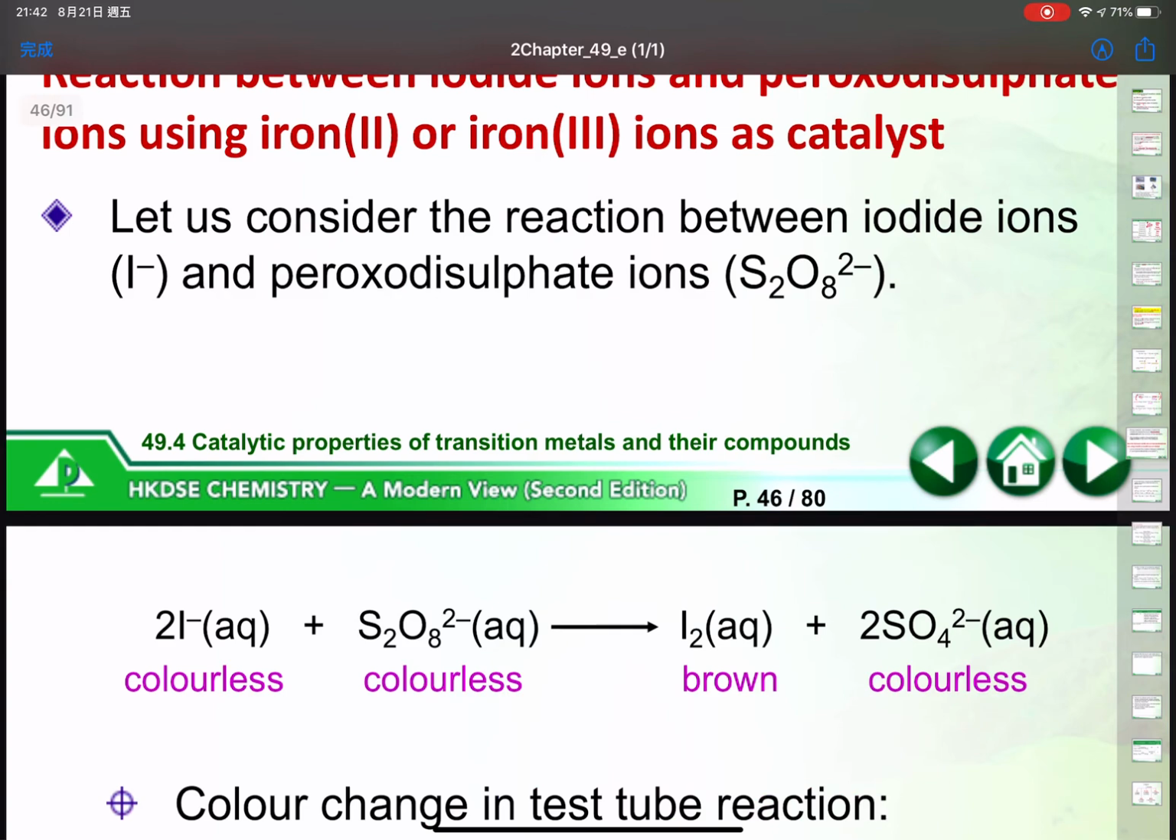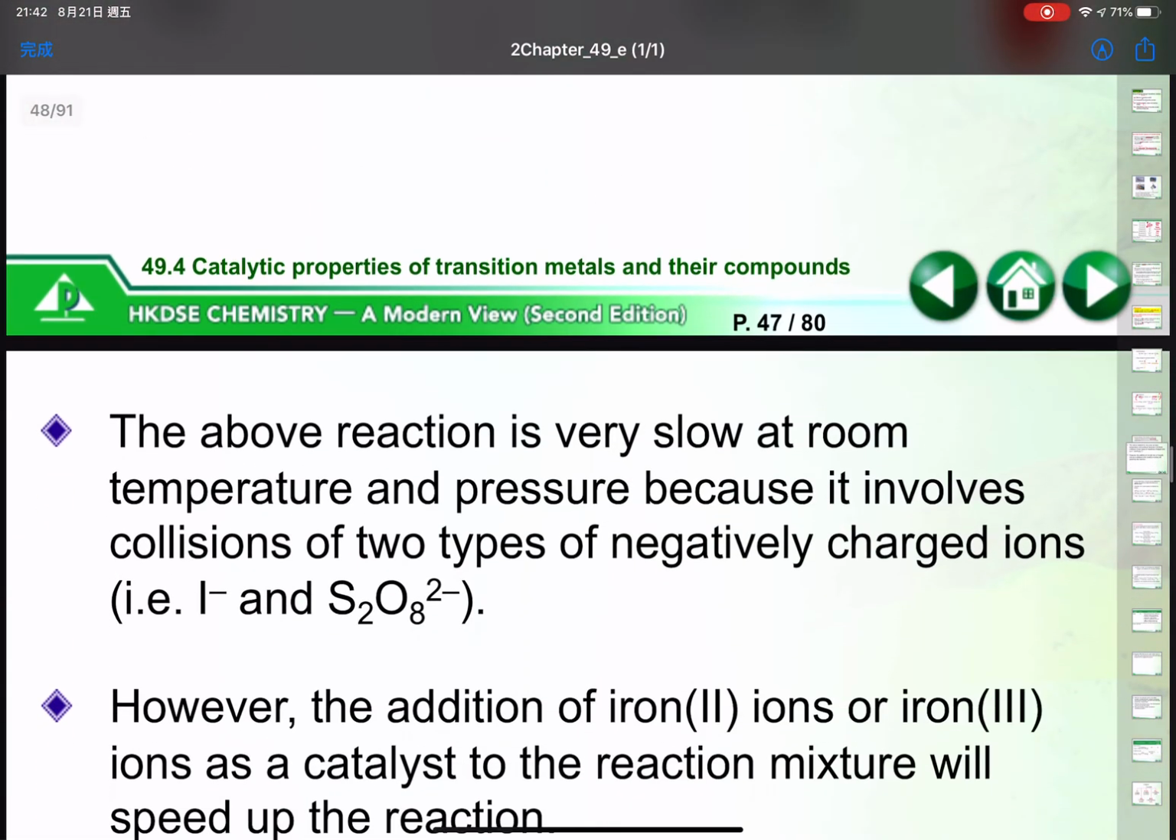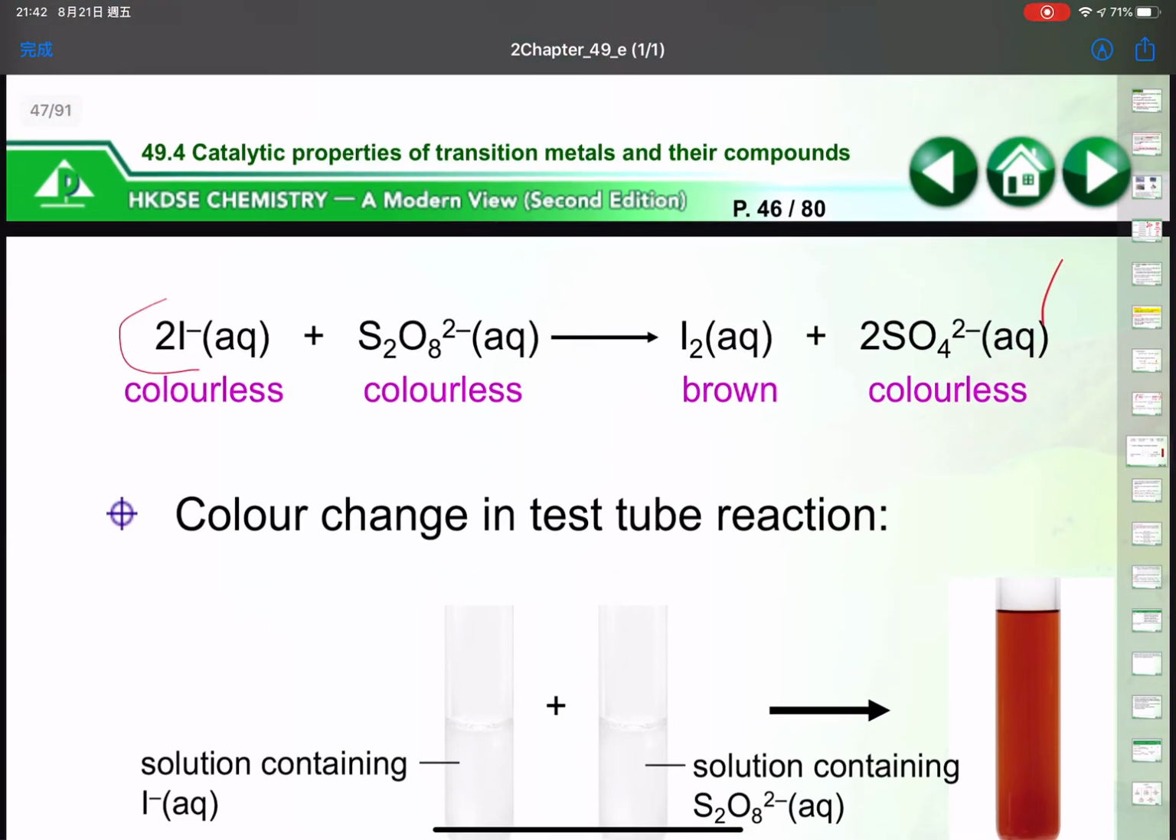Just like, let us consider the iodide together with the peroxodisulfate. Basically, this reaction is normally very slow at room temperature. Okay, because you can see these two ions are negatively charged ions. They do not easily react with each other.